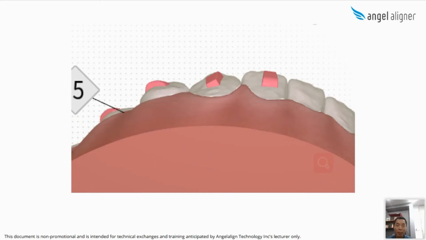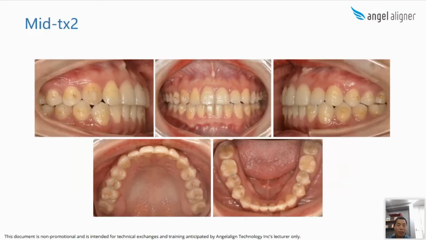The attachment is a special attachment. It's an inverted day rotation attachment designed on the canine for extruding while rotating. There is a step here. You can see the attachment. There is a step here, on the gingival side of the attachment, for the extrusion of the teeth while rotating. So this is after a period of time, the canine was extruded and aligned.